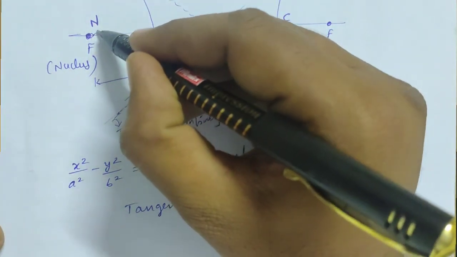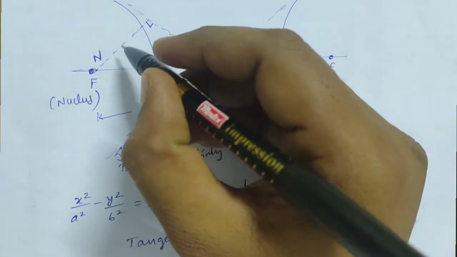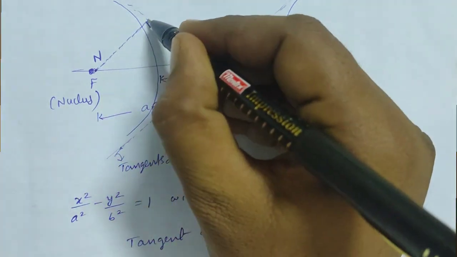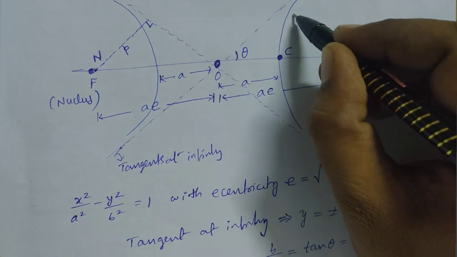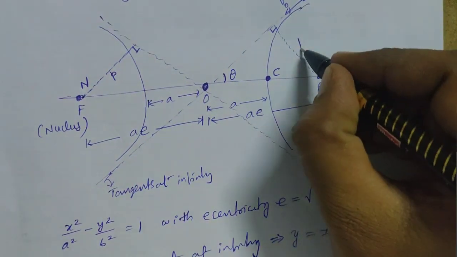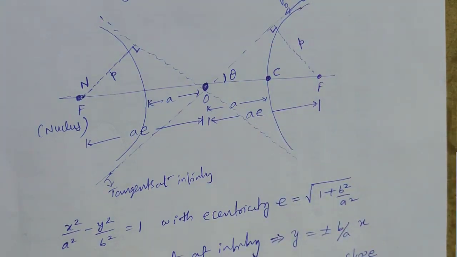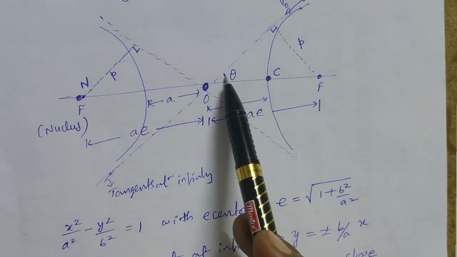So what is the impact parameter here? From the nucleus I am dropping a perpendicular on the asymptote. This will become the impact parameter. So we can correlate theta and p here.